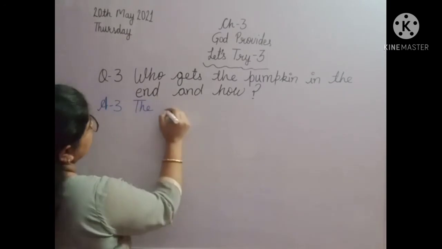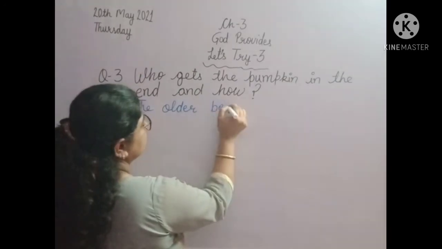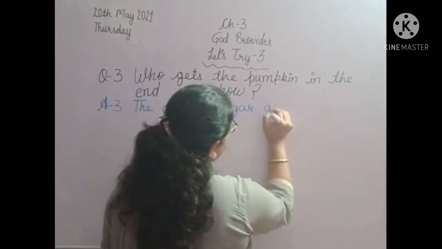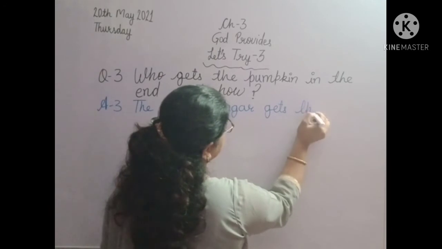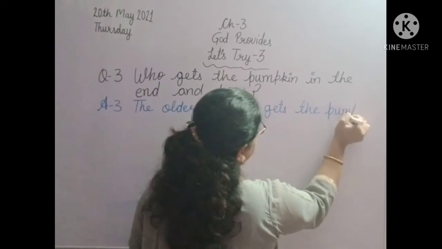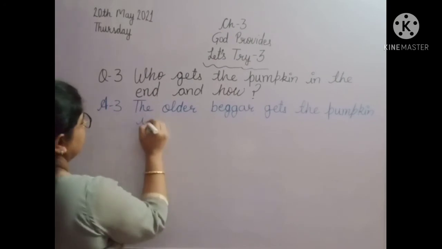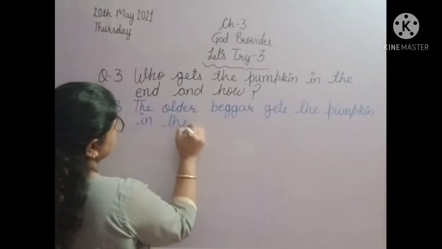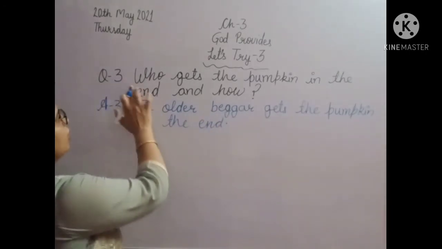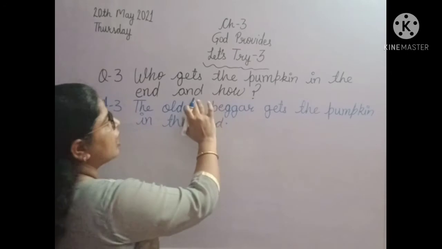the older beggar gets the pumpkin in the end. This is the answer to this part of the question, and now we have to answer the how part of this question.